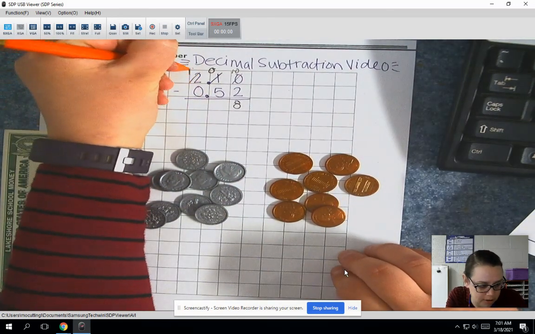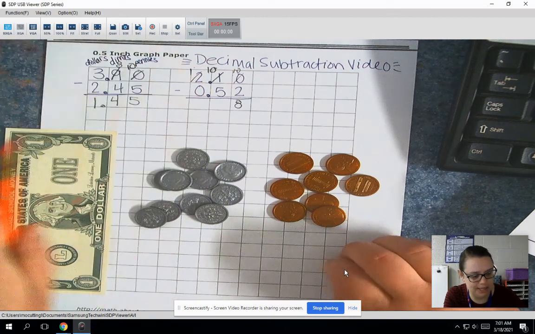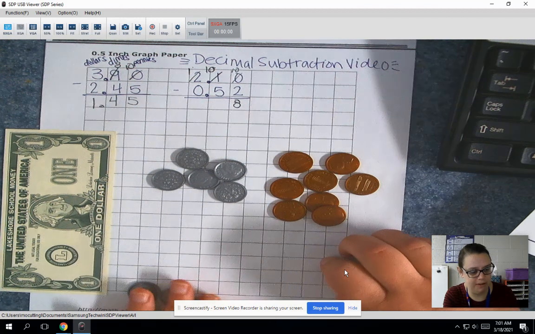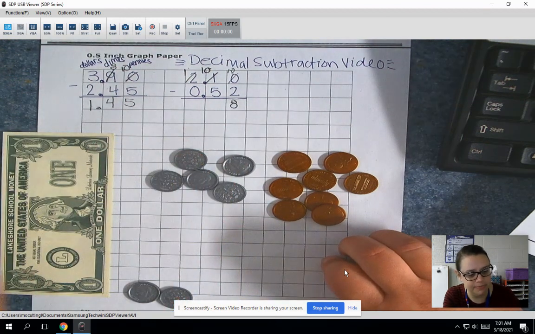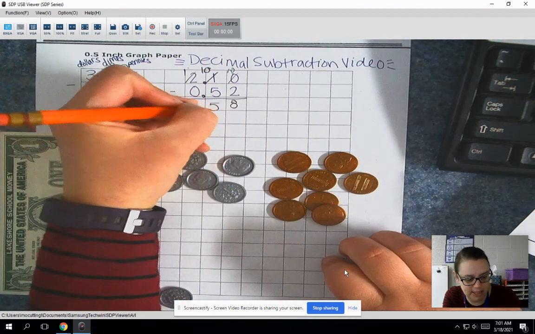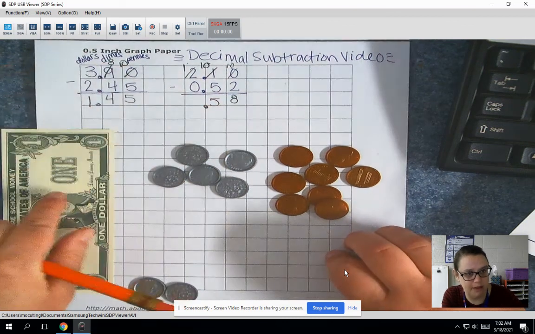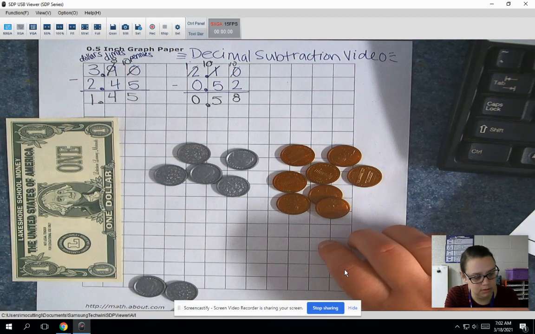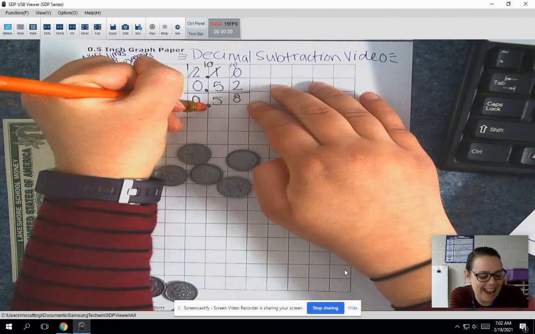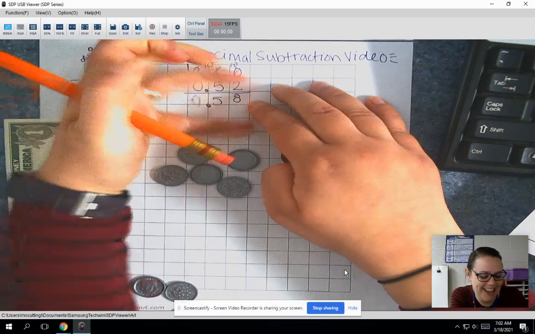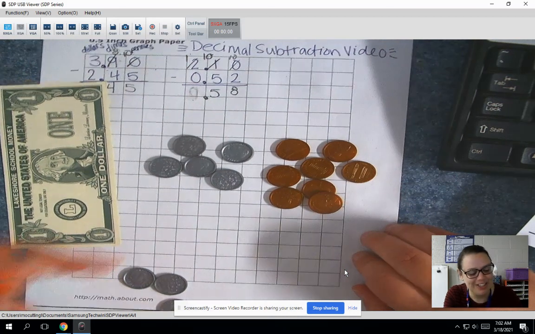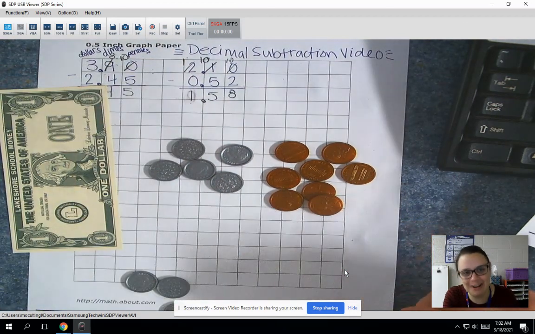So let me adjust this. I only have a $1 bill. I have 10 dimes. I need to take away 5 of them. 1, 2, 3, 4, 5. I take away my 5 dimes. I have 5 left. 10 minus 5 is 5, so that's good. Bring down my decimal. I have $1. I need to take away $0. I wrote a 0. So I have my $1 still left. There we go. All right.